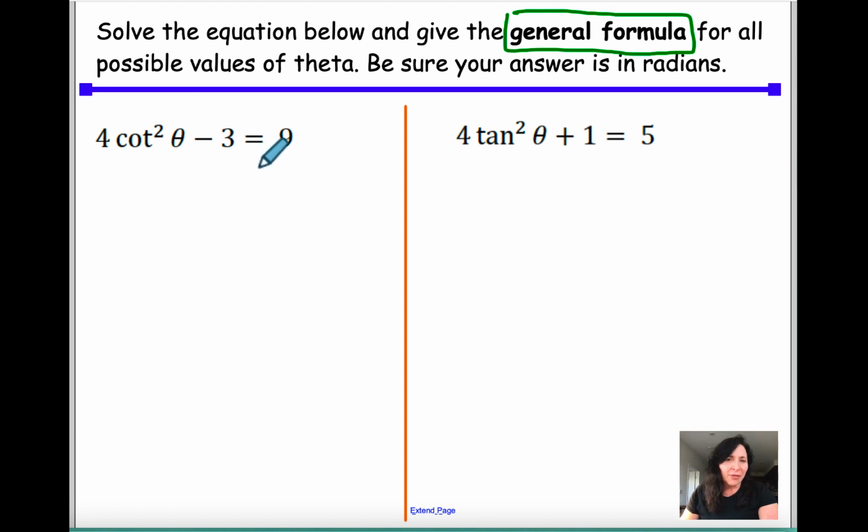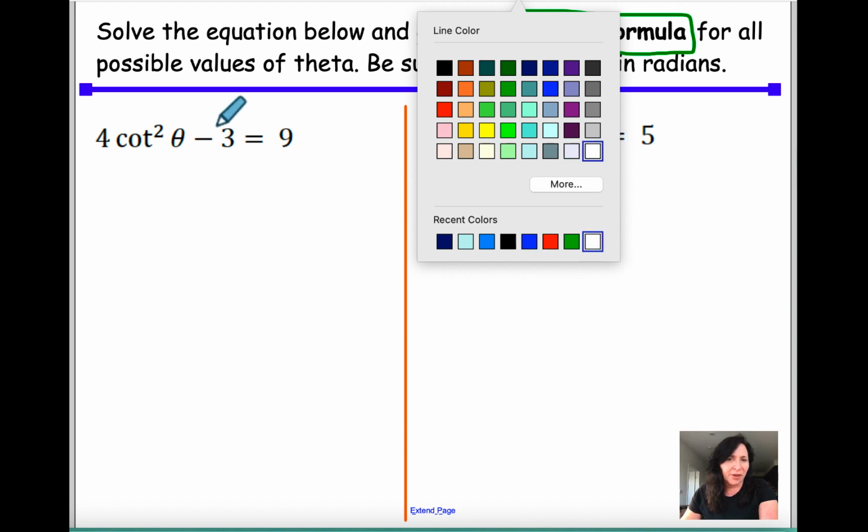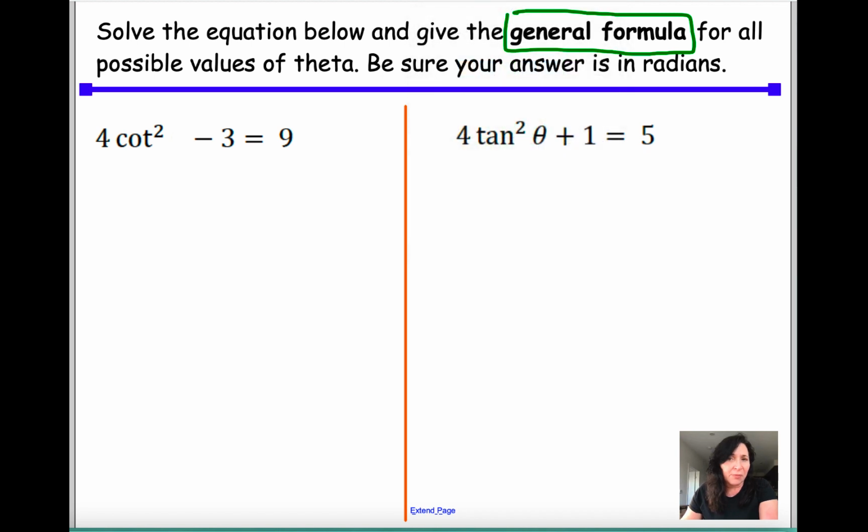For this problem on the left, you have to realize what your objective is. Your objective is to solve for theta, to get theta by itself. Isolate the variable, which is theta. If you do not like theta and it just doesn't make sense to you, I want to call this x. I'm completely fine with that. A lot of people will say, hey, call it x. Done. Add 3 to both sides, I get 12. So 12 is equal to 4 times cotangent squared of x. Divide by 4. I have cotangent squared of x is equal to 3.